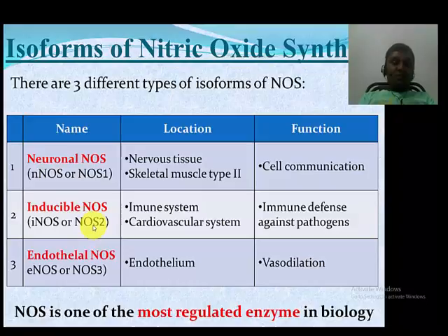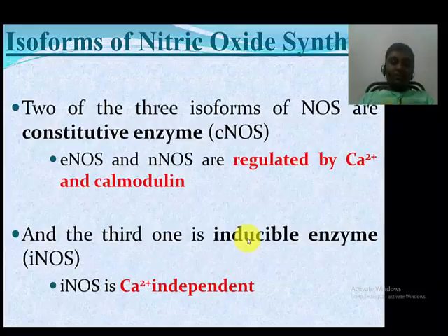The second, NOS2, is known as iNOS, which is the inducible nitric oxide synthase. This iNOS is present in the immune system and the cardiovascular system, and it plays a major role in the removal of pathogens and thereby in the immunity of the body. And the most important one is the endothelial NOS, known as eNOS or NOS3, which is present in the endothelium of the vessels, and it has a major role in the vasodilation of the vessels. NO synthase is one of the most regulated enzymes in biology.